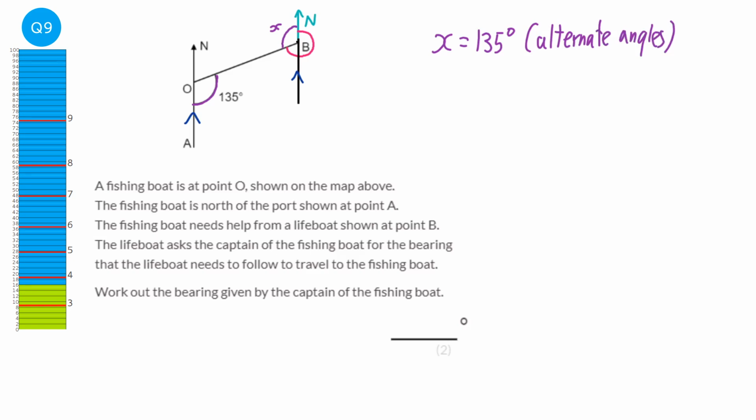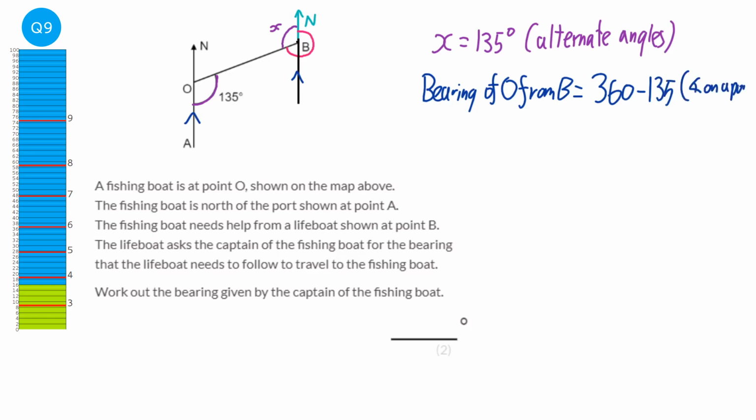Okay, and so to find out what the bearing of O from B is, it's just going to be 360 take away 135, and the reason for that is angles on a point. We've run out of space. So we're going to do 360 take away 135, which is 225, and so our answer is 225.